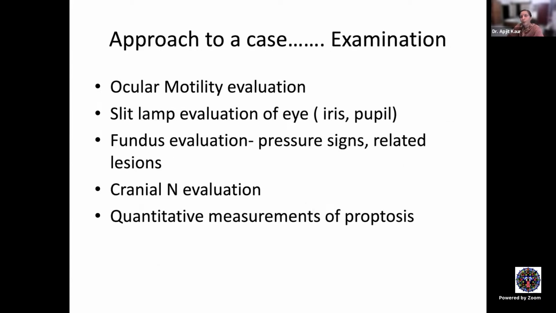Then you see the ocular motility, whether it is being pulled or it's being pushed. Is there diplopia? Is there no diplopia? You do a slit lamp examination, especially for the iris and pupil. Why are the iris and pupil important? See, the pupil is important because it will help you differentiate between an axial proptosis, which is because of a glioma or because of a meningioma.